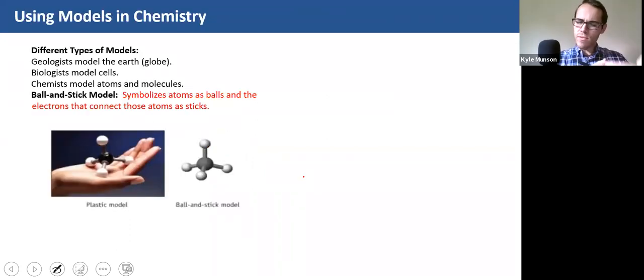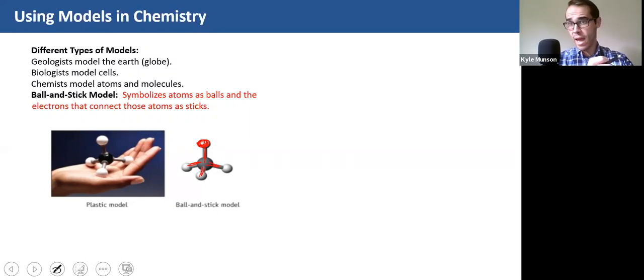Like I said then, a chemist wants to work on the macroscopic level, but think and see things in their imagination on the particulate level. So chemists use models to do that. So just like a geologist would have a model of the Earth, which is a globe, the chemist uses models to represent things on the particulate level, to represent atoms and molecules. So the most common one that you've probably seen before is a ball and stick model, which symbolizes atoms as balls, okay, right here. So that's an atom, and that these connectors here represent the bonds between the atoms, okay?